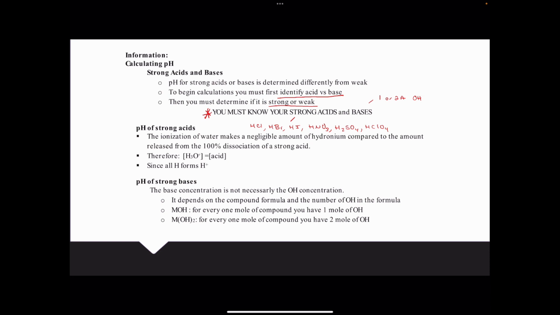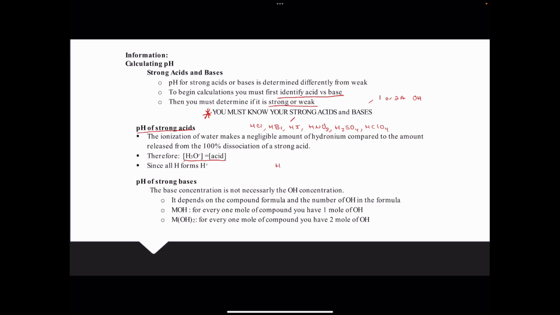So when it comes to our strong acids, remember that we've got water. Water autoionizes. It's producing hydronium and hydroxide. But remember, our concentrations are 1 times 10 to the negative 7th. That's going to be a negligible amount compared to what an acid or base will produce when we put them into water. So essentially, what we can assume for a strong acid is that our hydronium concentration equals the concentration of our acid. A strong acid is going to completely dissociate, so all of the hydrogens become hydronium.